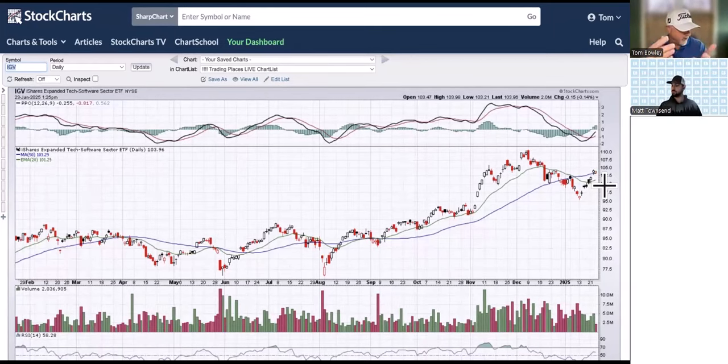So, I look at the top 4: Oracle, Microsoft, Salesforce, and ServiceNow. Those 4 are more than 1/3 of the entire ETF. So you better like those 4 stocks if you want to get into IGV. Anyway, I went a little bit off trail there, but I just wanted to give you a little bit of information either way.